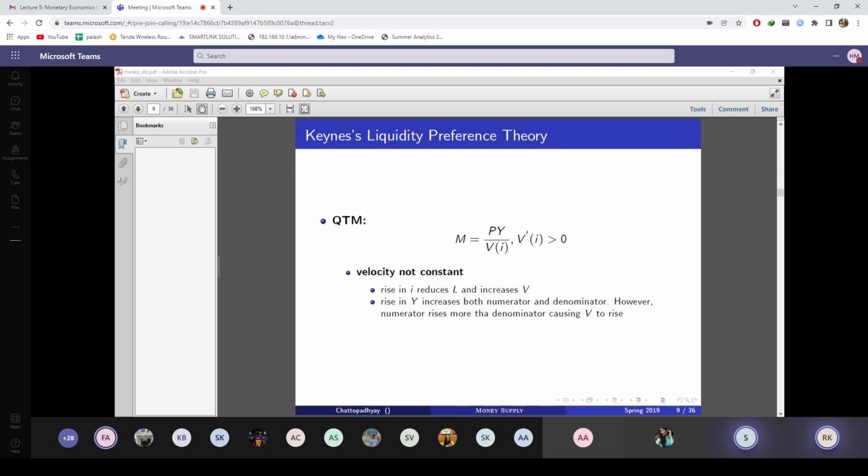So the quantity theory of money and the liquidity preference theory of money are not independent of each other. एक से एक आता है. It is just breaking the assumption that V is constant in the short run, जो डेटा मुझे बोलता है.